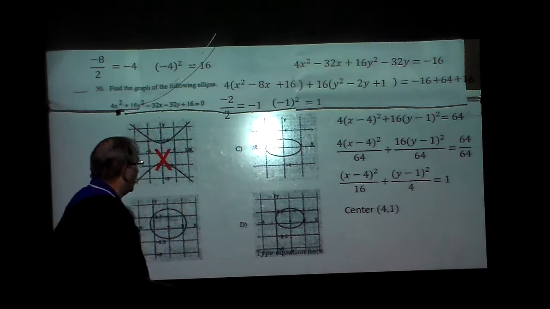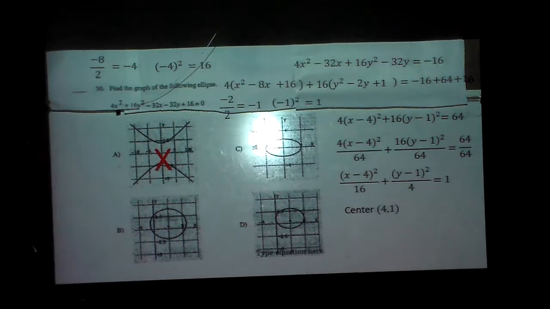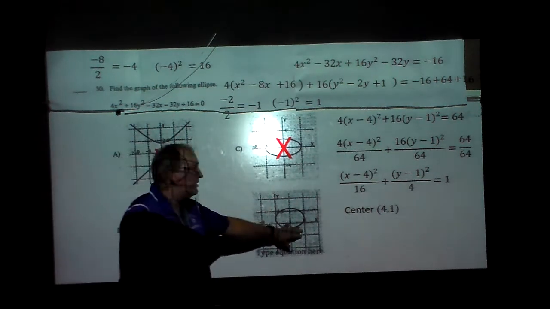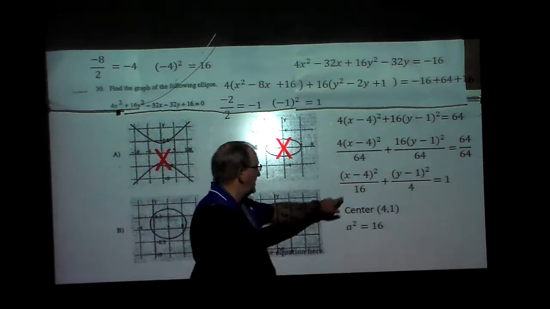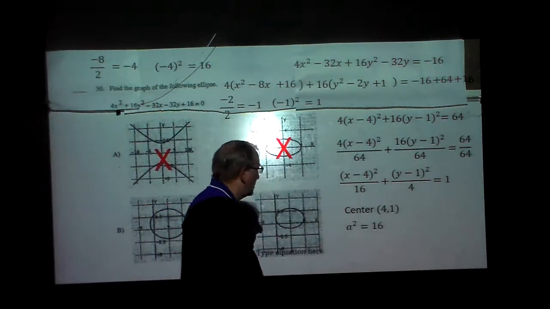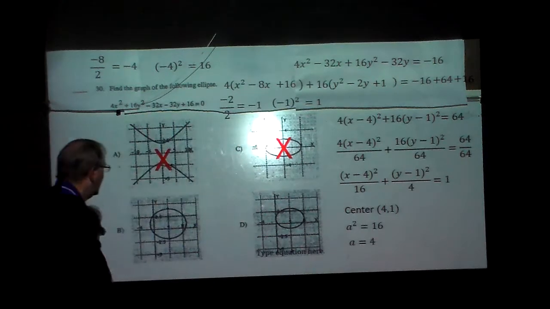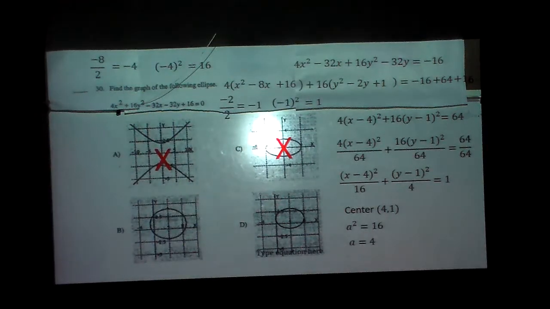My center is at 4, 1. Well, that eliminates C because that center is at 0, 0. I think both these are at 4, 1. That didn't eliminate either one of these here. So next I'm going to do this. A squared is 16. When I square root, that's 4. So what I know is the center out has to be 4.